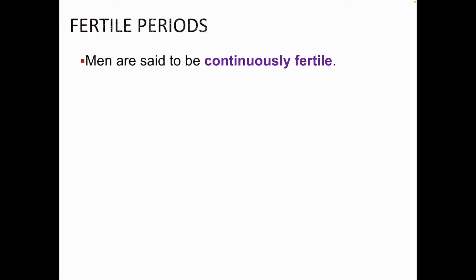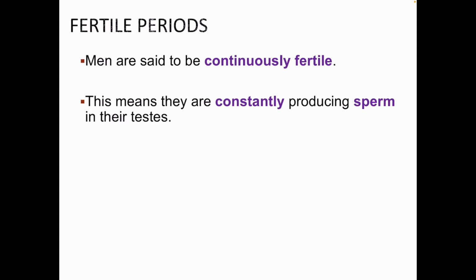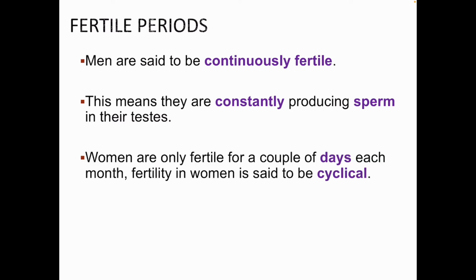Right, so men have continuous fertility because men are constantly producing sperm from puberty throughout the whole of their life. However, women are only fertile for a couple of days each month throughout their menstrual cycle, so therefore fertility in women is said to be cyclical.